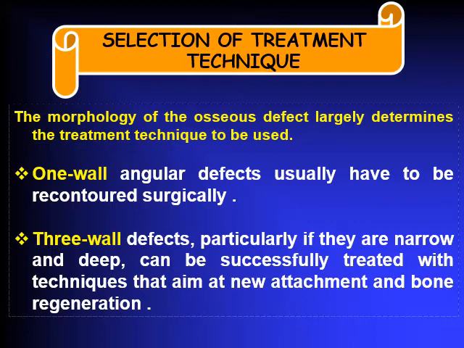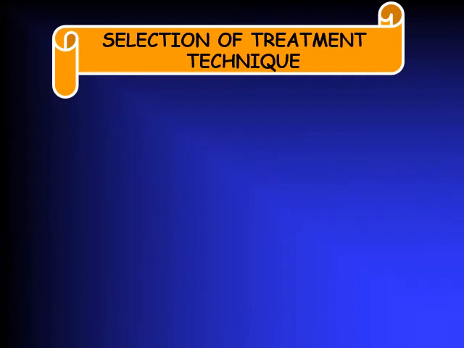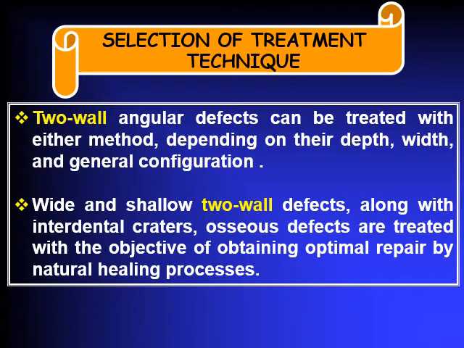While three-wall defects, particularly if they are narrow and deep, can be successfully treated with techniques that aim at new attachment and bone regeneration, with bone grafting techniques and membrane. While two-wall angular defects can be treated with either method, depending on their depth, width, and general configuration.